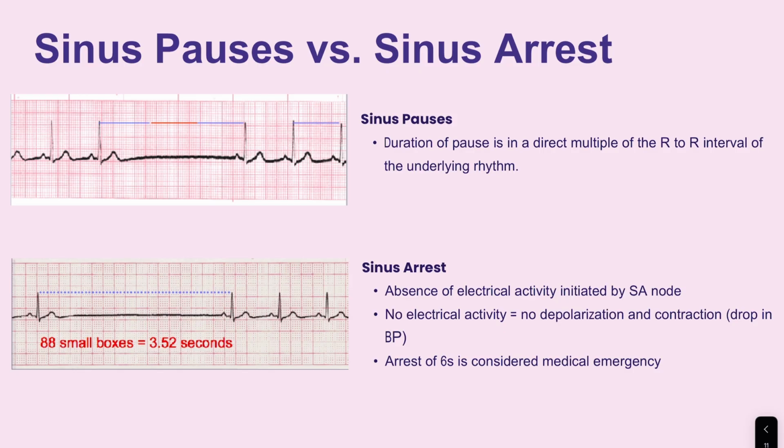Now, sinus pause versus sinus arrest. With a sinus pause, the duration of the pause is a direct multiple of the R to R interval of the underlying rhythm. If we take the distance from this R to this R, that's the same distance, and we could multiply it 3 times, 2 and 3, and then we have a return of our rhythm here, and we resume the same R to R interval. That's going to be a sinus pause. So the same distance multiplies, then our beat comes back, and we resume basically the same pattern.